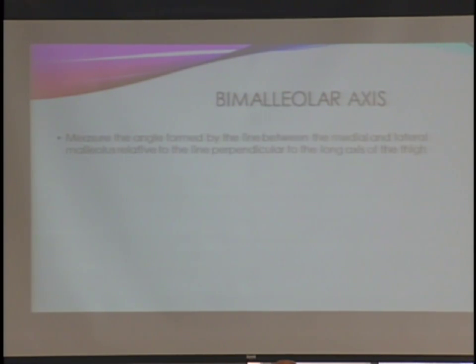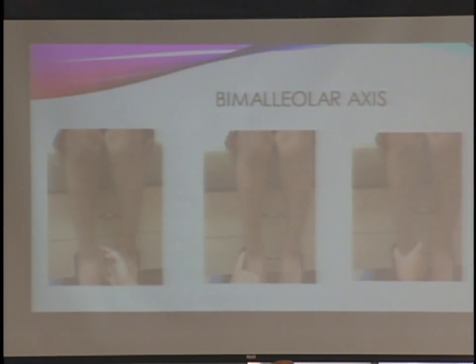You also want to measure the bimalleolar axis, which is the angle formed by the line between the medial and the lateral malleolus relative to the line perpendicular to the long axis of the thigh. And here's pictures. You can see that here we're pointing to the medial malleolus, the lateral malleolus, and then there's the line. You want to measure it to the line that's perpendicular to the long axis of the thigh.